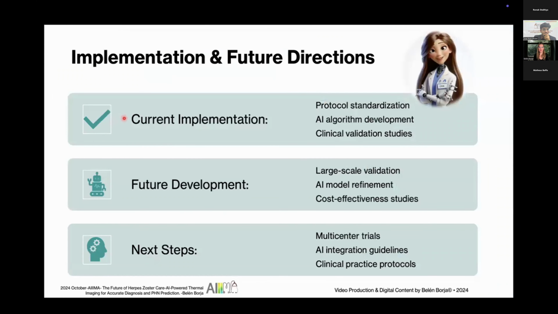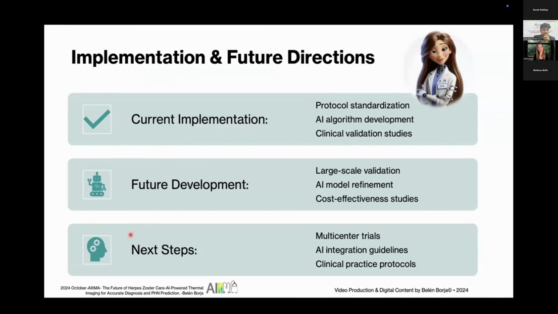So, my fellow AI enthusiasts and medical marvels, let me walk you through where we are and where we're heading. Currently, we're in the exciting protocol standardization phase, because even AIs need guidelines. Developing my algorithms, polishing them to perfection, and running those validation studies to prove I'm as smart as I say. For the future, we're thinking big. Large-scale validation, refining my AI capabilities, yes, making me even smarter, and proving we're not just brilliant but cost-effective too.